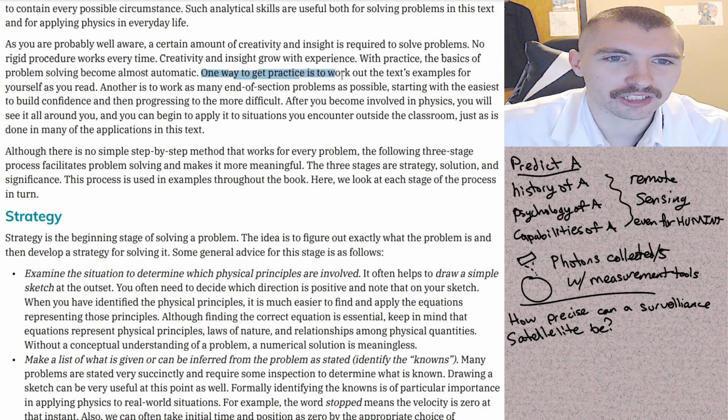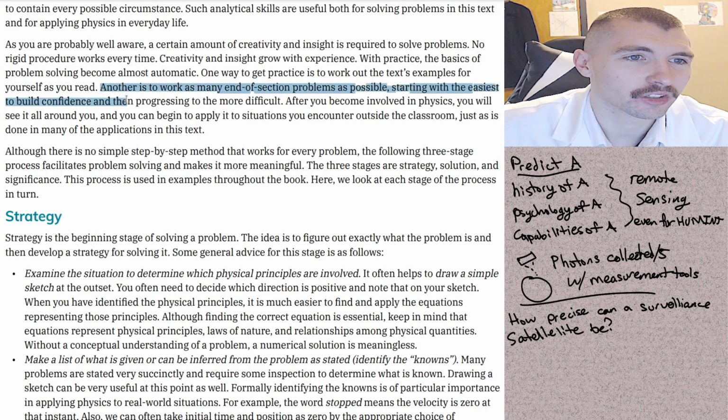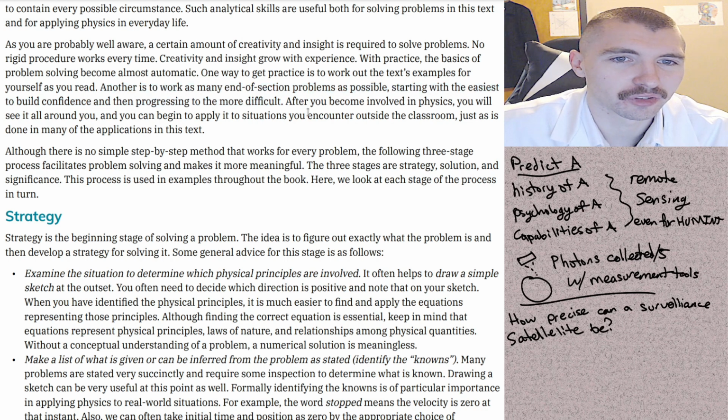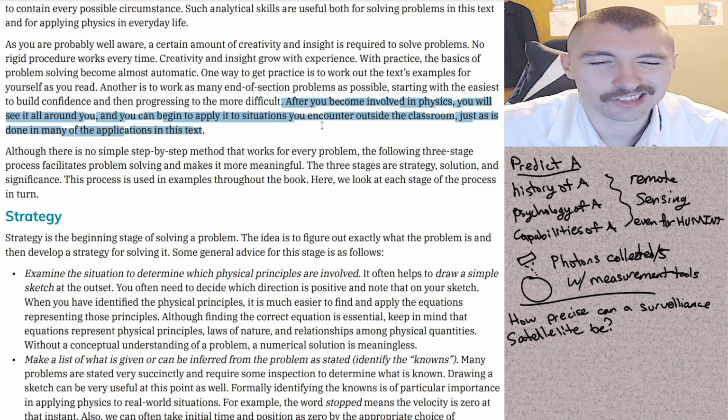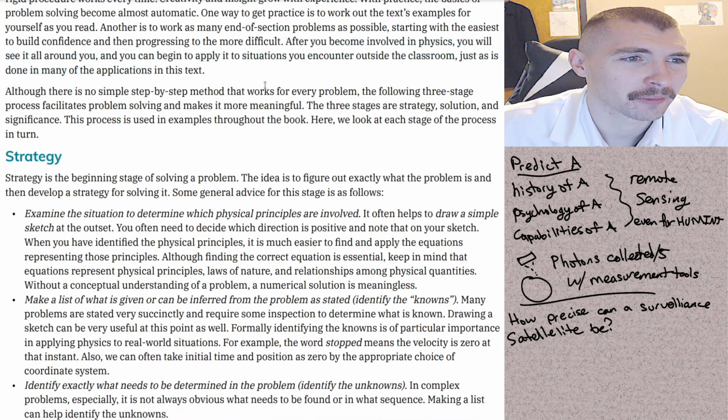One way to get practice is to work out the text examples for yourself as you read. Another is to work out as many end-of-section problems as possible, starting with the easiest and then progressing to the more difficult. To become involved in physics, you will see it all around you. You can begin to apply it to different situations you encounter. Alright, so this is like why we are here.